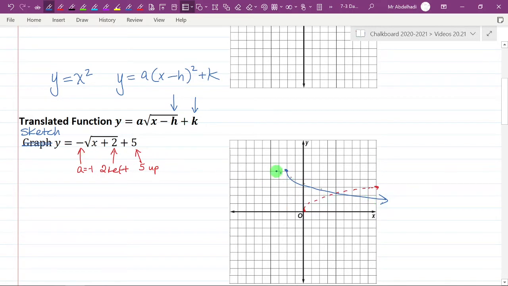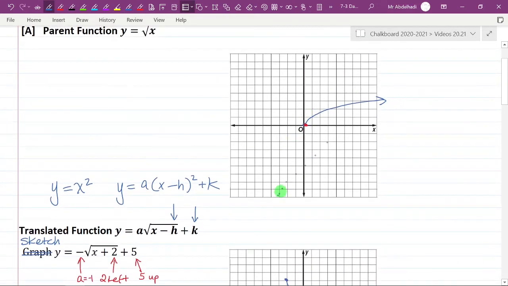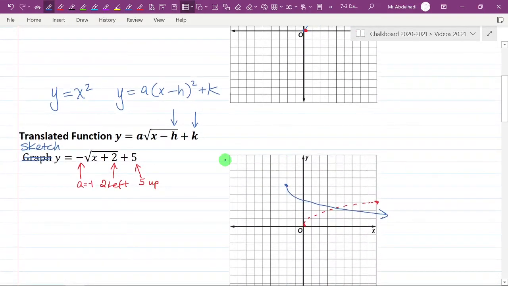this function. Now, to do this really right, you need to make a table and figure out what the points are on the way, but this was just a quick sketch, okay, of y equals negative square root of x plus 2 plus 5. Okay, so that's sketching this parent function, moving it around, flipping it. Quick intro. Now we're going to get into the real meat of things.